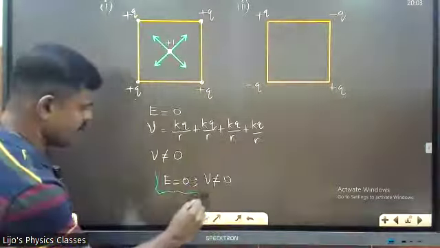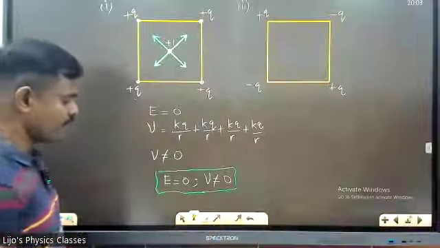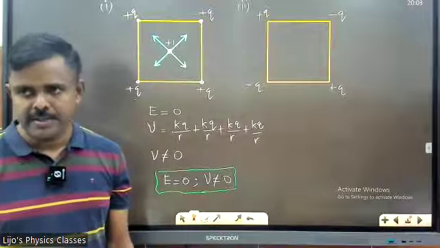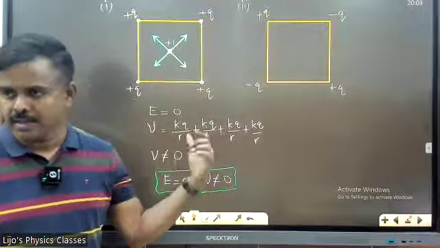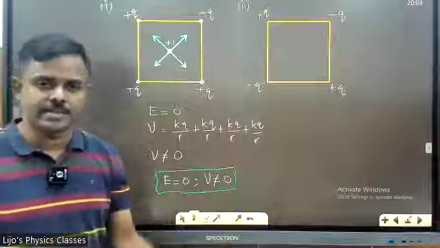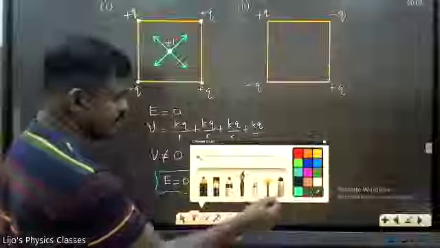How do they ask the question? They'll say, can we have a situation where the electric field is 0, but potential still remains non-zero? Yes. Then illustrate. You have to draw this figure then. Got it? Or they'll give you the figure and then ask the conditions. Okay. This is the first case done.